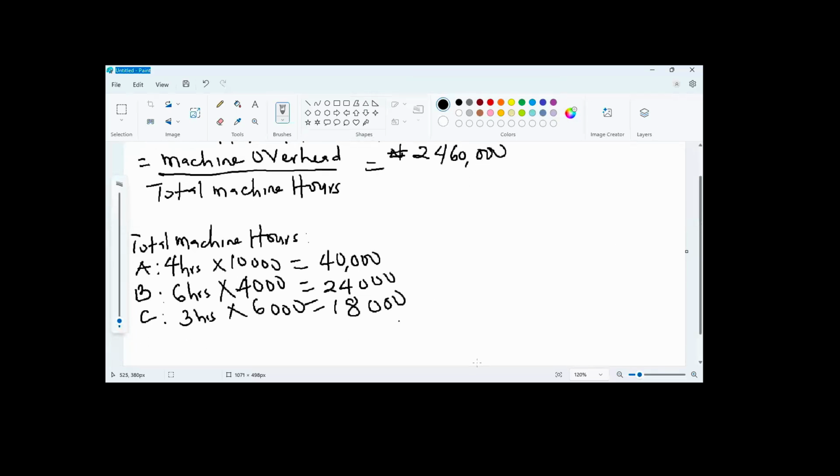Totaling how much? 82,000 machine hours. Now come back here, divided by 82,000 machine hours. That will give you the cost driver rate for machine related. How much? 30 naira per machine hour.